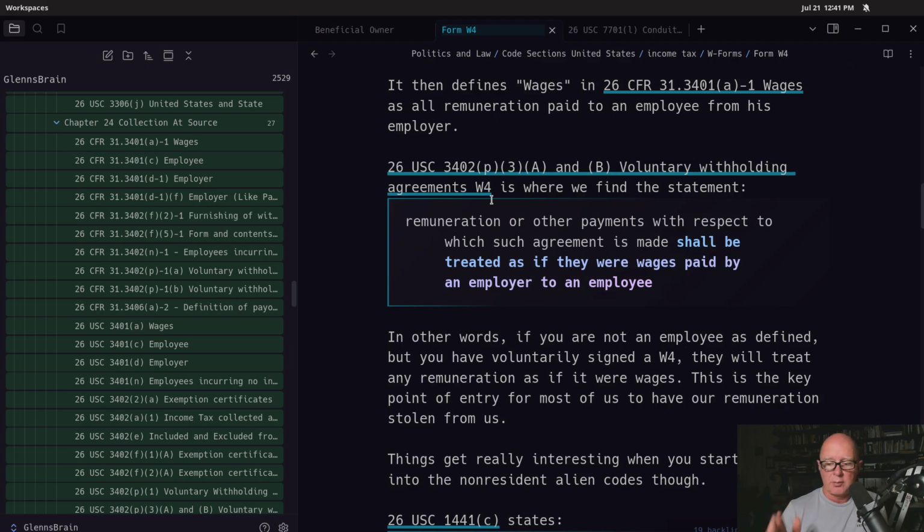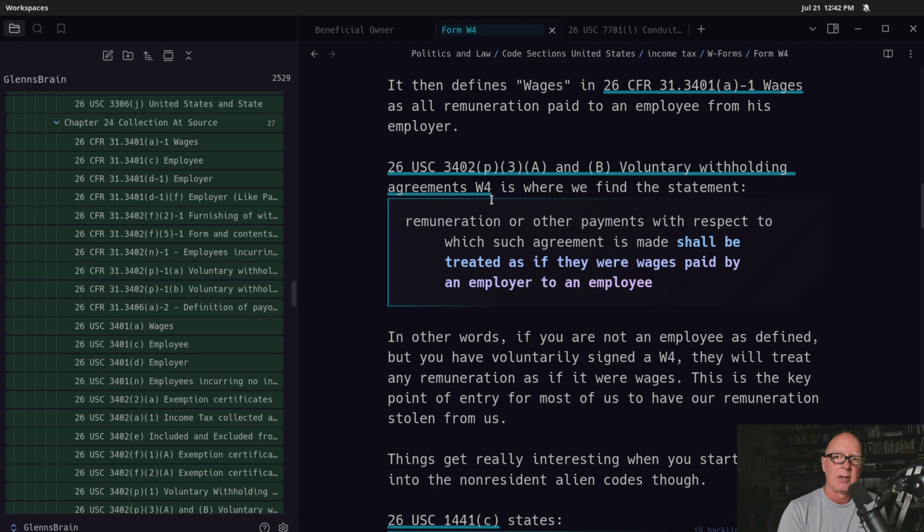Now, I want to just ask a question. Who actually asks for you to fill out a W-4? There's only one person, and it's an employer. And when I say person, I mean their definition. So an employer is someone who asks you for a W-4, and they're really the only people that ever ask you for a W-4. And so what this is doing is it's saying that this is a voluntary withholding agreement.